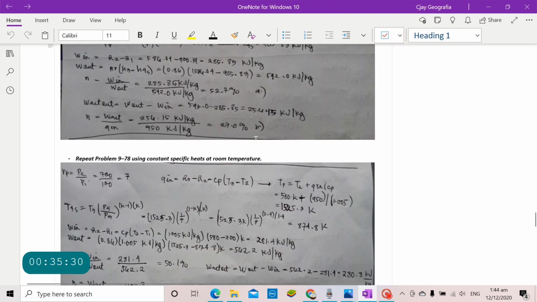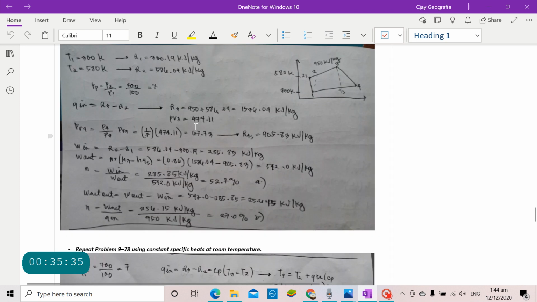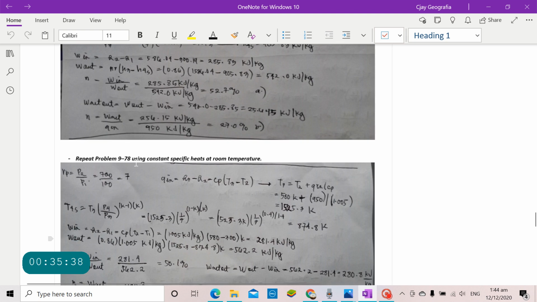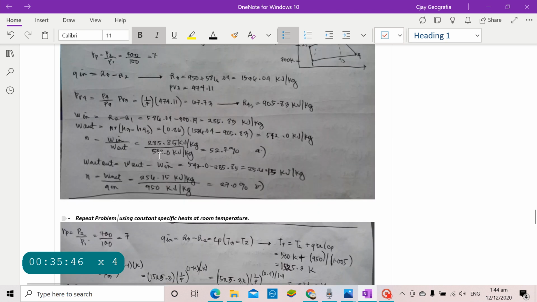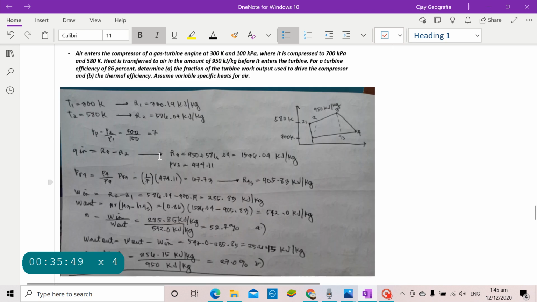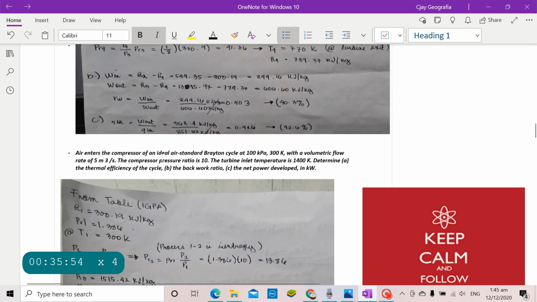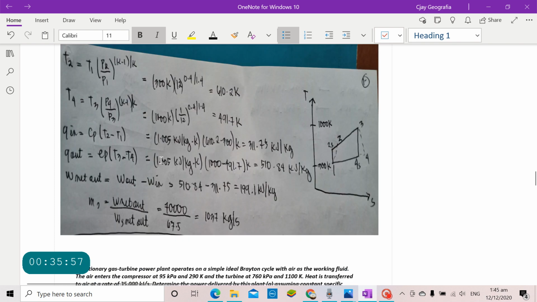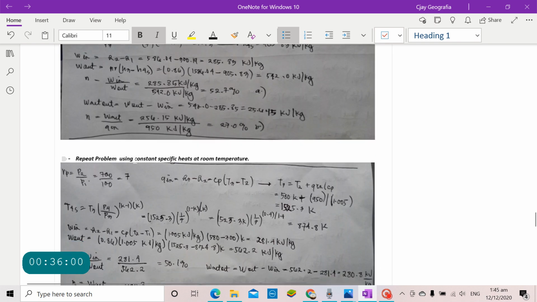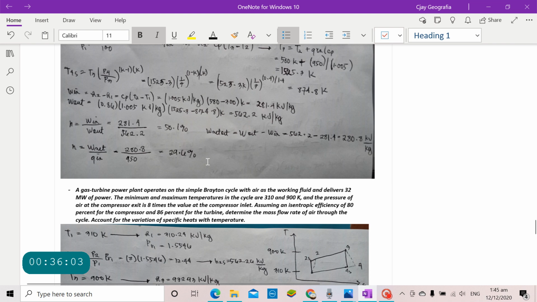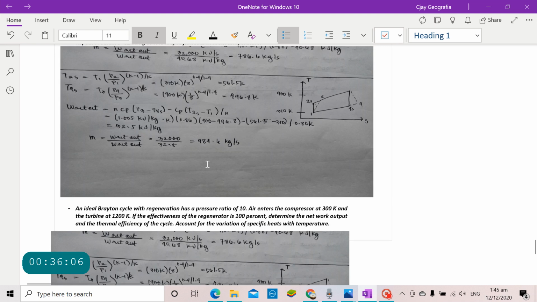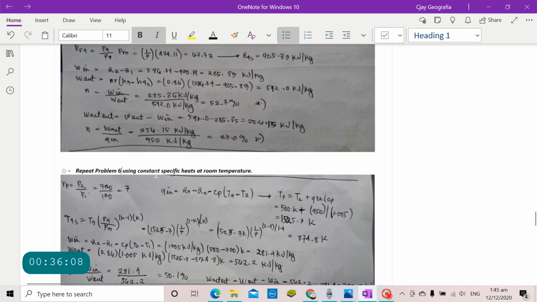So next problem. Repeat problem 978. This is our problem 978. Repeat the problem for this one. Problem 1, 2, 3, 4, 5, 6. Not 7. It's problem 6 using the specific heat. This is our problem 7.